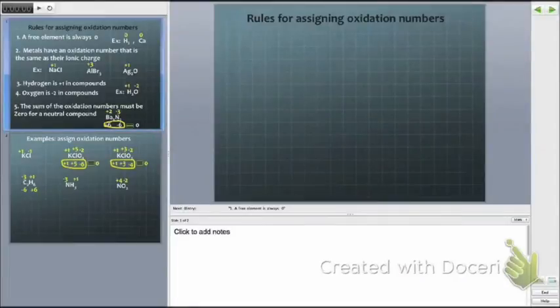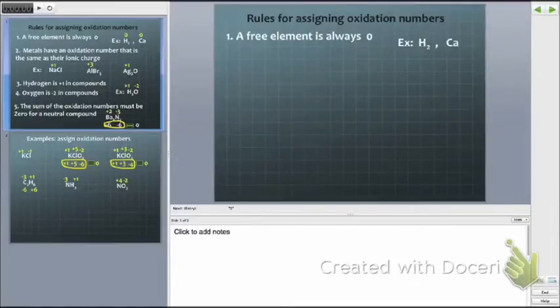Okay. So these are going to be our rules for assigning oxidation numbers, which, like I said, is going to be a lot like our charges. Our very first rule, our easiest rule: if it's a free element, it's got to be 0. If it's one element and one element only, the oxidation number is 0. Like if I have aluminum metal, since it's just aluminum, the oxidation number is 0, because it hasn't lost or gained electrons yet.